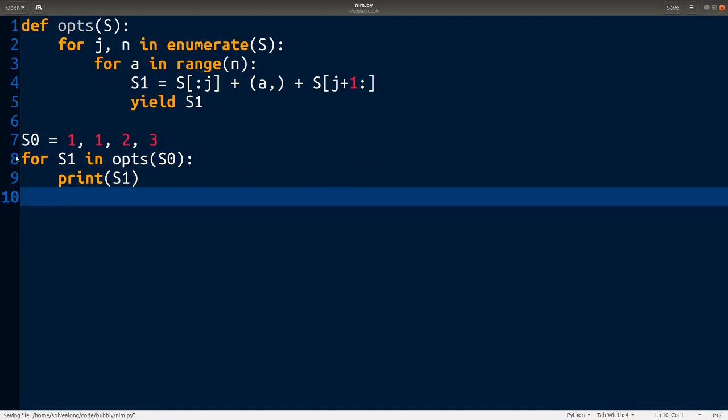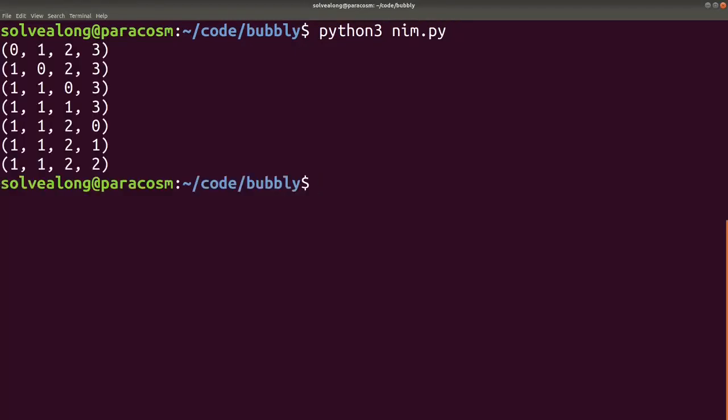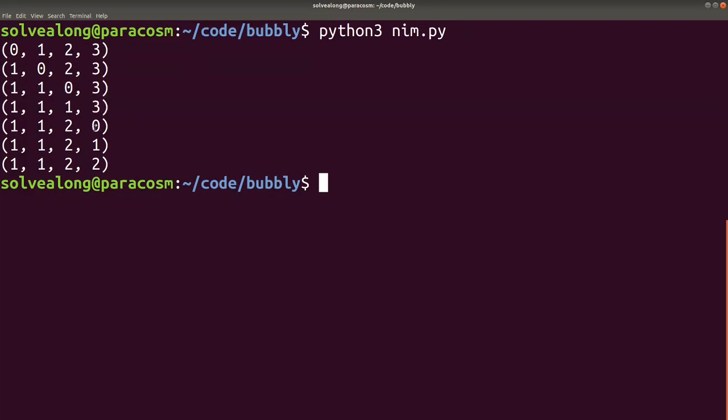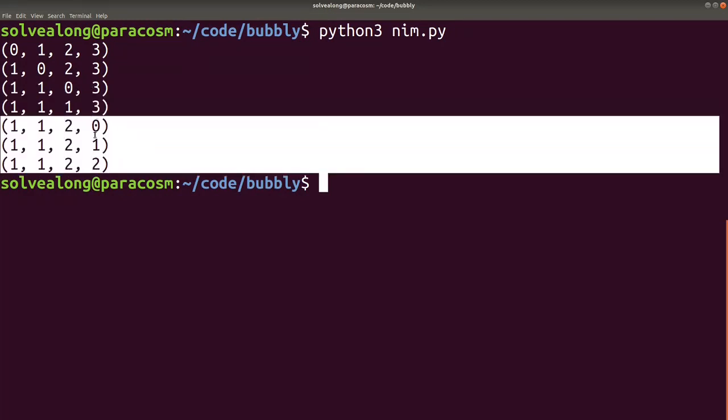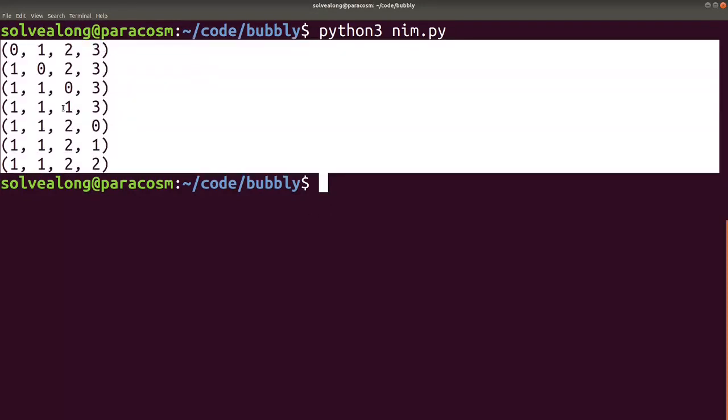Okay, so we're just going to loop over all of the different options for this starting state and print them out. All right, there they are. So the first one replaces 1 with 0, the first one with a 0. Second one replaces the second one with a 0. The next two are replacing the 2 with a 0 and a 1. And the last three are replacing the 3 with a 0, 1, and 2. So these are the same 7 states we saw when we were doing it by hand.